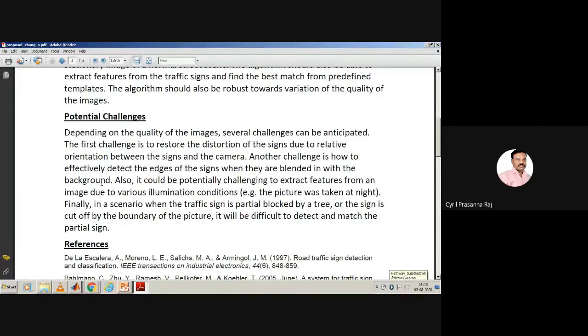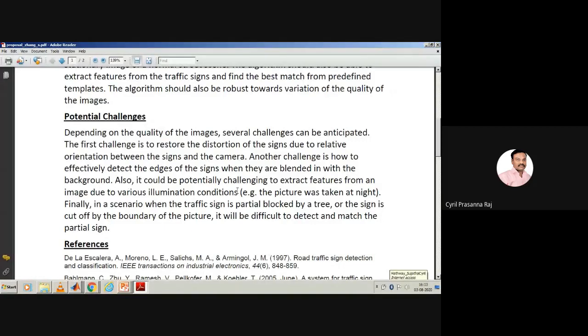Another challenge is how to effectively detect the edges of the signs when they are blended in with the background. When you go through a highway, it will be totally vacant space, with lots of trees and lots of farming activity going on. There will be only one traffic sign, which will be red in color. So how do you distinguish between a red colored traffic sign and the background? That is again a challenge.